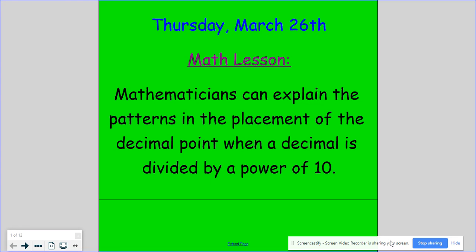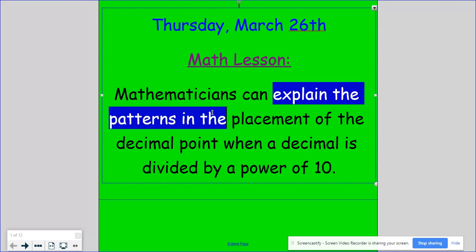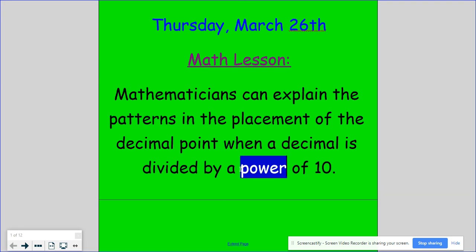So let's look at our I can for today. Mathematicians can explain the patterns in the placement of the decimal point when a decimal is divided by a power of 10. So the things I really want to highlight for you guys is one of our focuses is going to be explaining the patterns. Today, while you're working, I want you to see what things are happening over and over again. And we're also only going to be using certain numbers today.